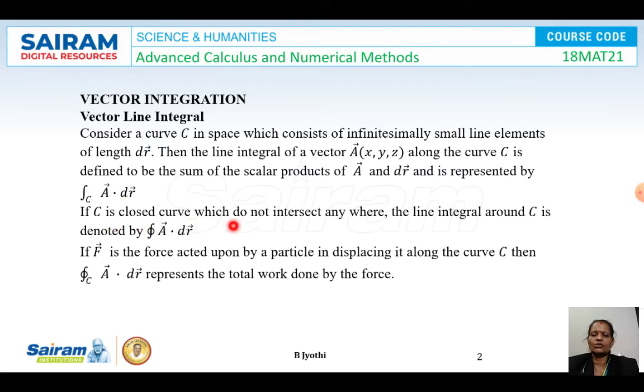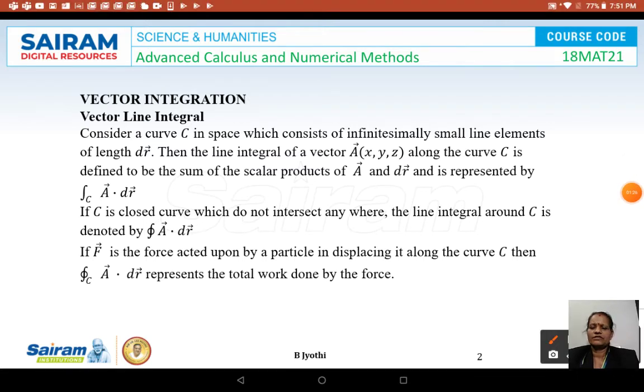If C is a closed curve which does not intersect anywhere, the line integral around C is denoted by the contour integral of A dot dr. I will just show you with the diagram. The first curve is any curve, an open curve like this, made of infinitesimally small line elements. If we take the small line elements in this way, these are given by dr.